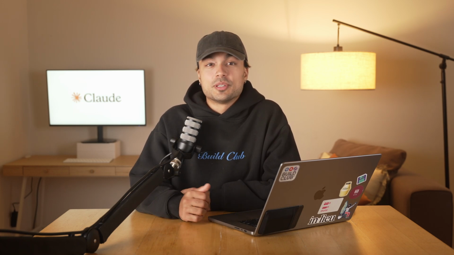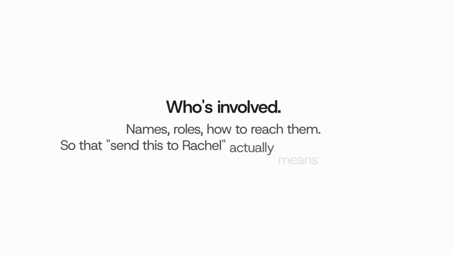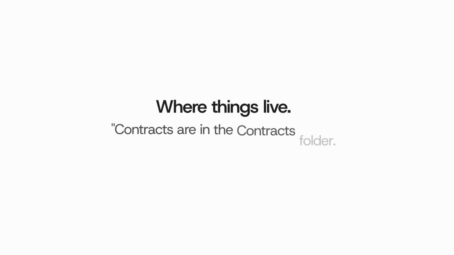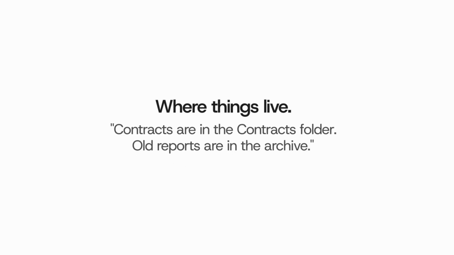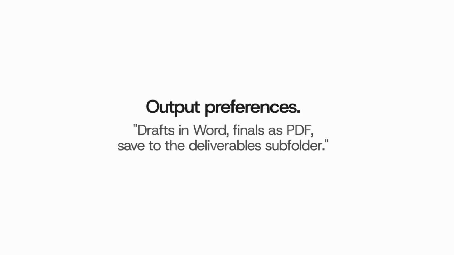Some things that tend to be useful could be who's involved, like names and roles and how to reach them. So you can say, send this to Rachel, and it actually means something. Where things live. For example, you could say, contracts are in the contracts folder. Old reports are in the archive. Output preferences, for example, drafts in Word, finals as PDFs, and save to the deliverables subfolder.